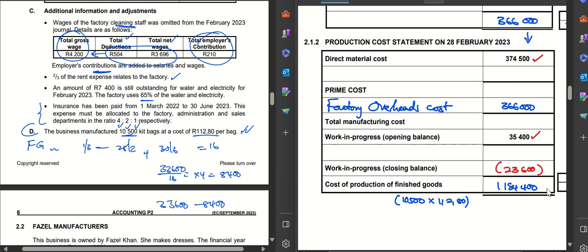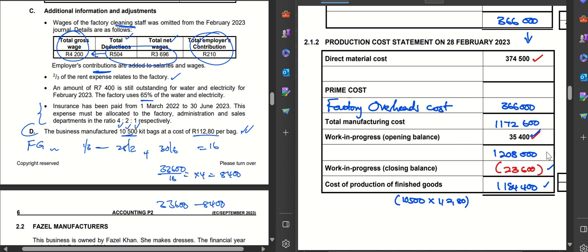So we are having this. Once we go up, we do the opposite. So it's 1,184,000 plus 23.6. So you're going to end up with 1,208,000. Then we're doing the opposite. Then you minus your 35,400. So you're going to end up with 1,172,600. Remember, we are going up, so we do the opposite.